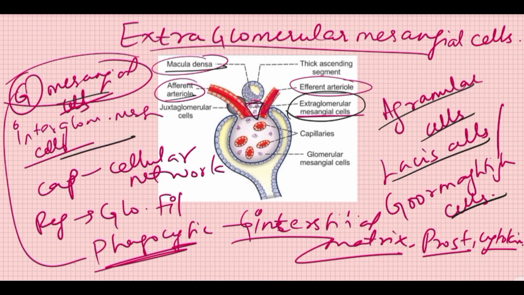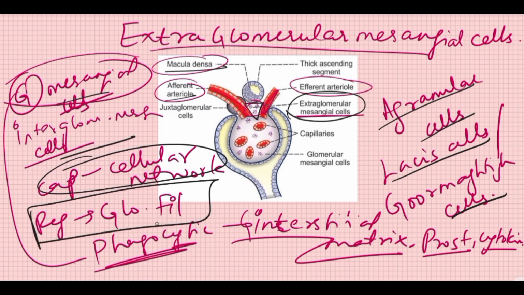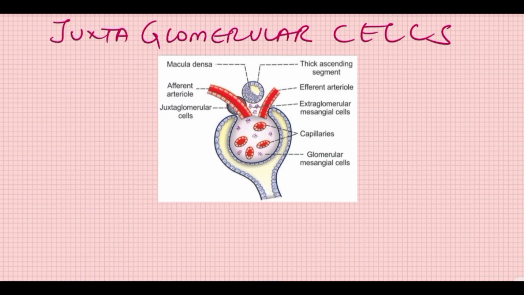These cells support the glomerular capillary loops by surrounding the capillaries and forming a cellular network, and they play an important role in regulating glomerular filtration by their contractile property. The glomerular mesangial cells are phagocytic in nature, and also produce the glomerular interstitial matrix, prostaglandin and cytokines. The third structure is the juxtaglomerular cell.